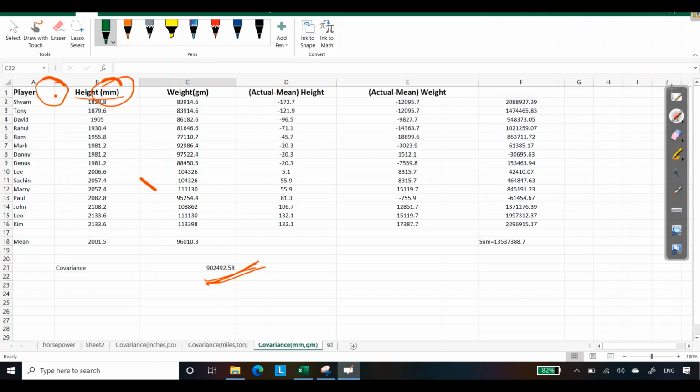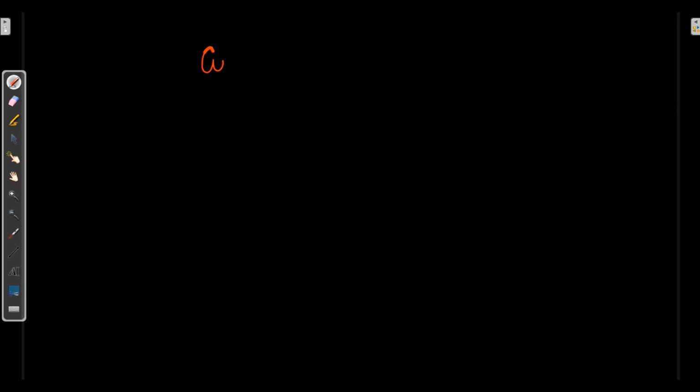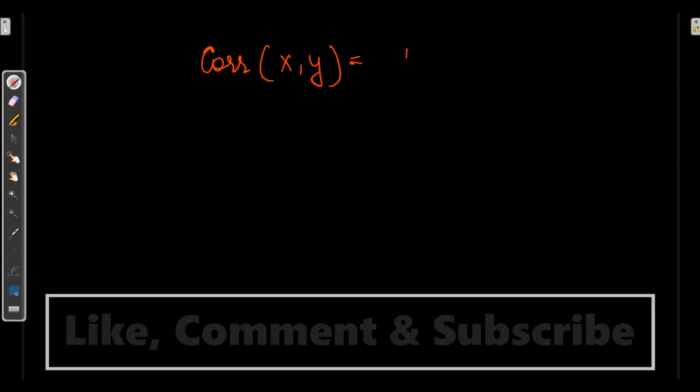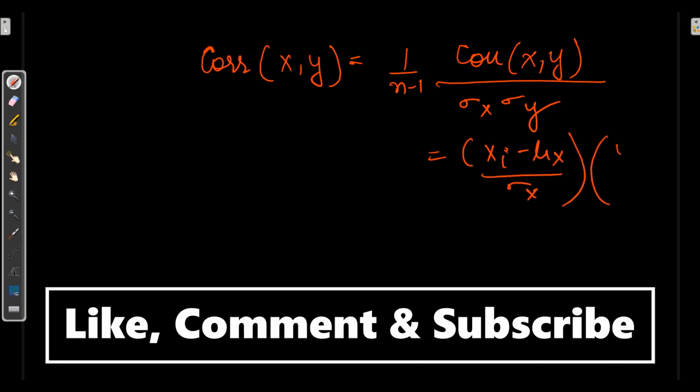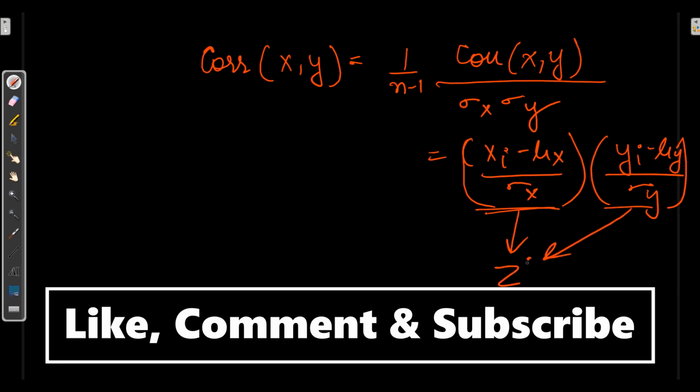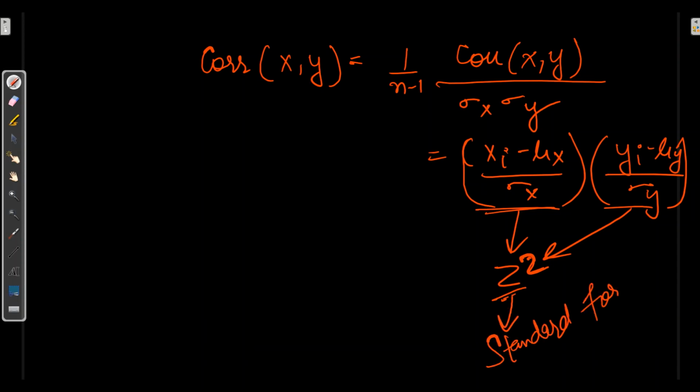So we took the help of correlation, which is: correlation of x and y is covariance of x and y upon sigma x and sigma y. And if we open this, we will get (xi minus mu x) upon sigma x and (yi minus mu y) upon sigma y. If we look carefully, this is a z. And if we join them, it will be z square. And z is a standardized form of covariance. So correlation is denoted by rho. It is a bivariate analysis and it is a measure of the strength of the linear relationship between two random variables, x and y.